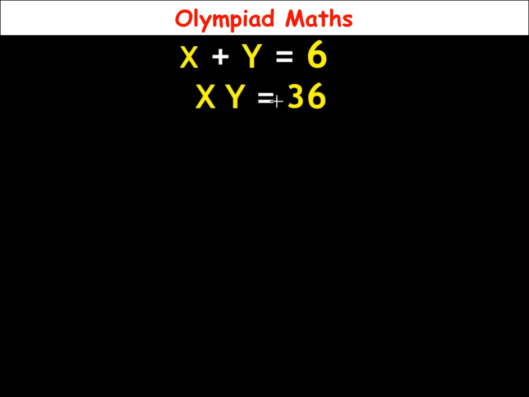So to do this, first, let's call x plus y is equal to 6 equation 1, and x times y equals 36 equation 2.